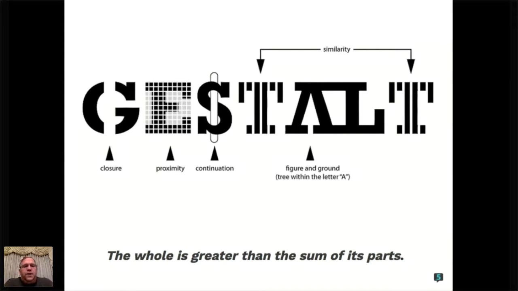With figure-ground, look at the A. Because we see the black elements as the letters and they make up the letters, we see that as the foreground. We see that as the figure in this case. And the white is the background. The white is in the back.